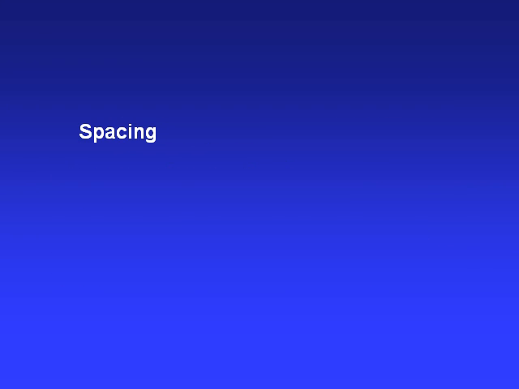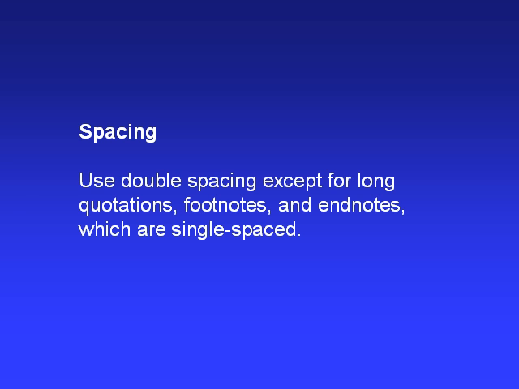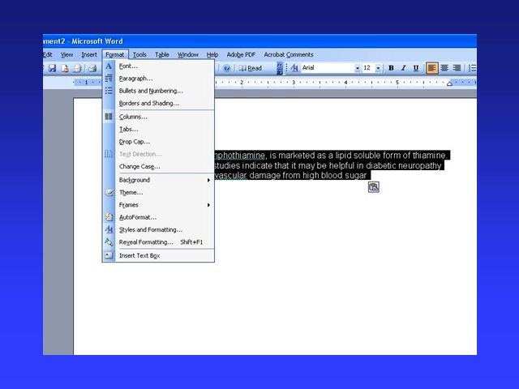Spacing. Use double spacing except for long quotations, footnotes and endnotes which are single spaced. Now, how do you do double spacing? Once the text is highlighted, press the top second switch that you see here called Format. Once you click on Format, this dialog box will open and you will note that the second icon is Paragraph, which you need to click. When you click on Paragraph, this dialog box will open.